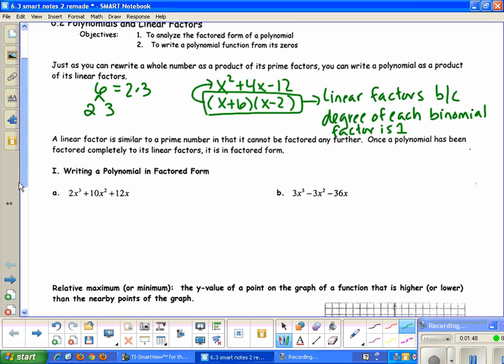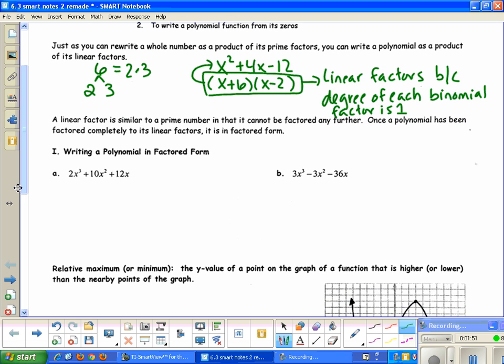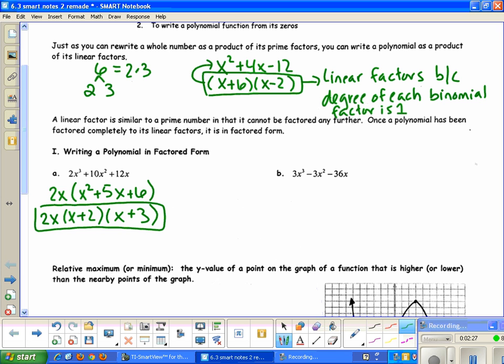So the first thing we're going to practice is writing a polynomial in factored form. For the first one, remember we always look for our greatest common factor. In this first equation, notice 2 goes into each of them, and also we have an x that can go into each of our terms. So 2x would be the greatest common factor, and then this becomes x squared plus 5x plus 6. And then when we have 3 terms, we look to see if we can factor it further by setting up 2 sets of parentheses. So factors of 6 that add up to 5 are x plus 2 and x plus 3. This would be my polynomial in factored form.